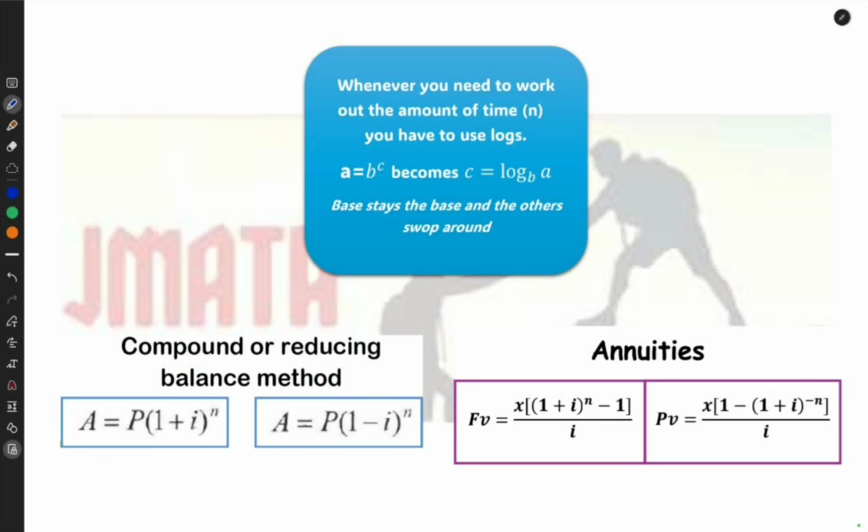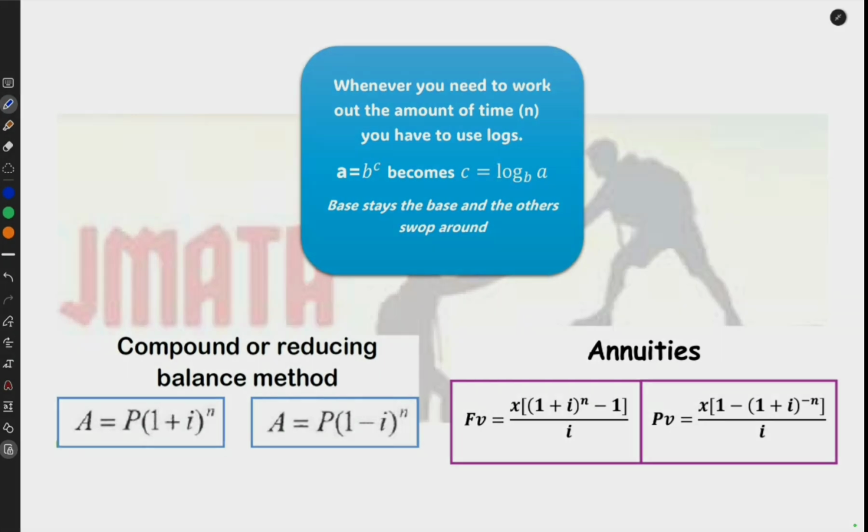You use logs whenever you need to figure out what n is. So in any of these four formulas that you see on screen now, you can use logs to work out what n is. You know the other two already from previous grades, but the annuities you're going to learn in this chapter in grade 12. Let's do a few sums, and then you will see where it fits in.